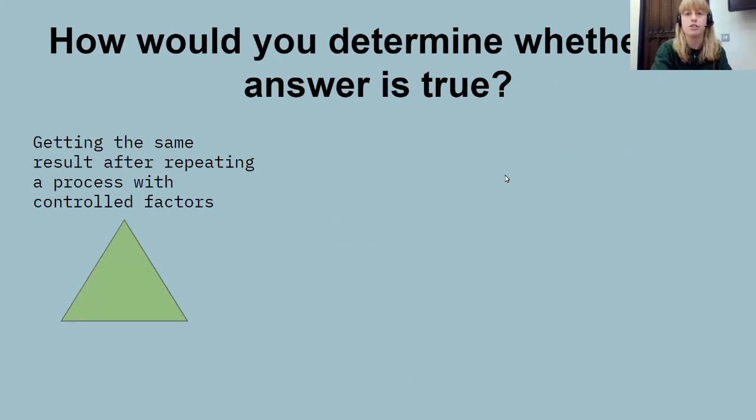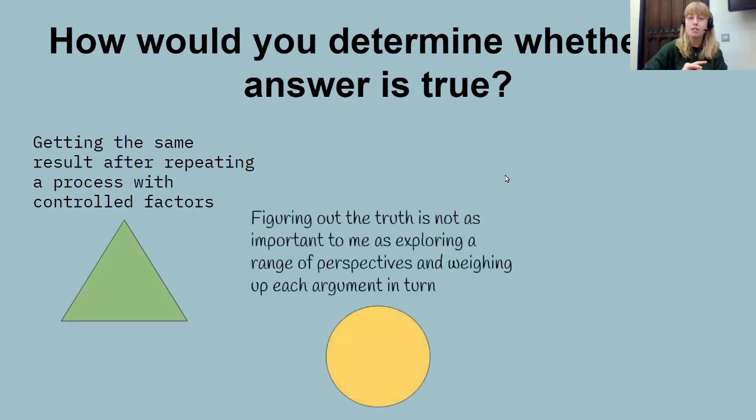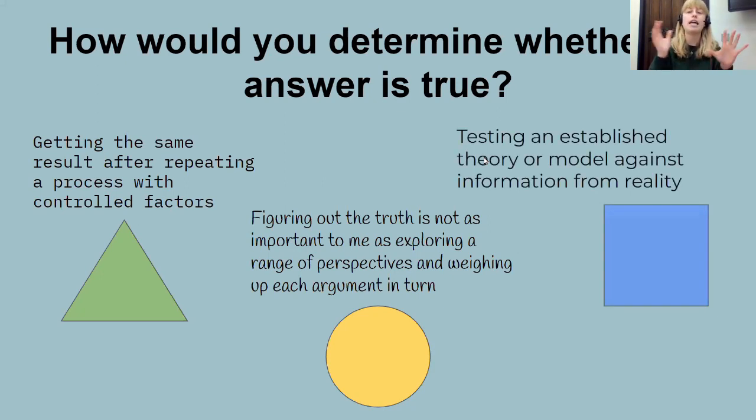How do you know an answer is true? A circle response would say, well, figuring out the truth is not as important to me as exploring a range of different perspectives. So a range of different truths, perhaps, and weighing up each argument, each perspective in turn. And a square answer would be, okay, I can know whether an answer is true because I'm testing an established theory or a model against information, data I've collected from reality, or someone else has collected from real lived experience.